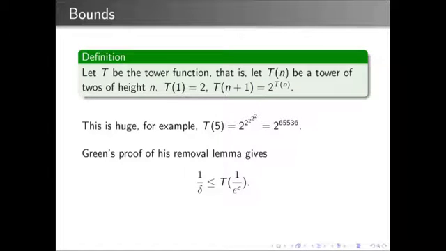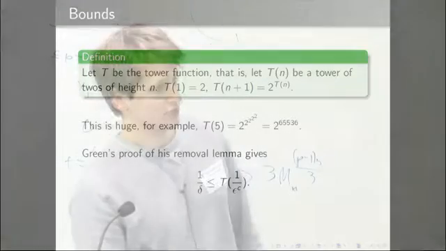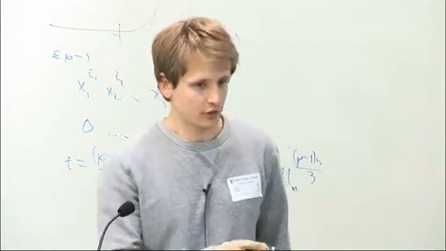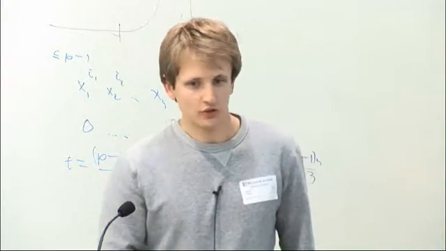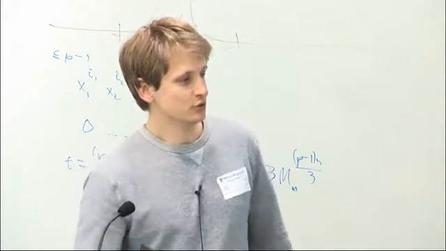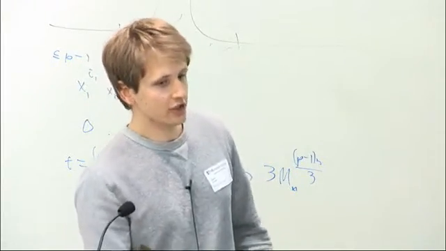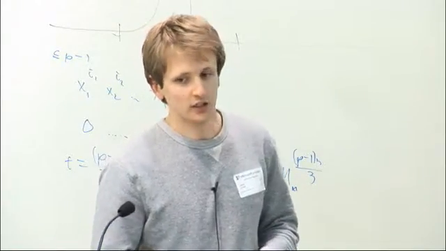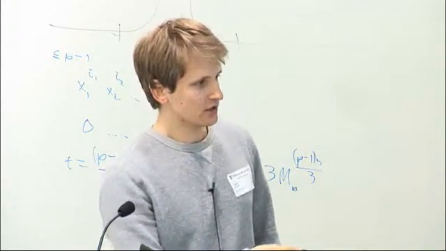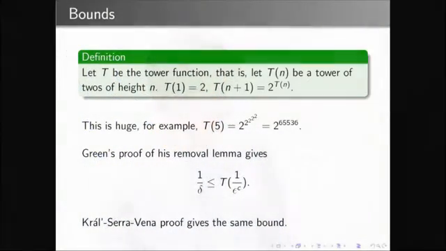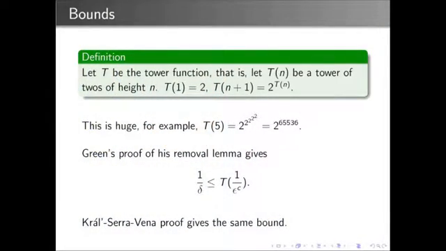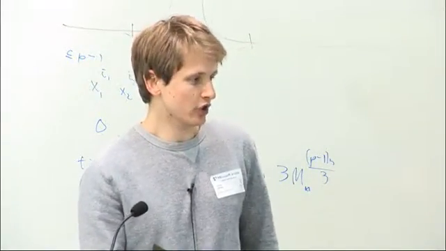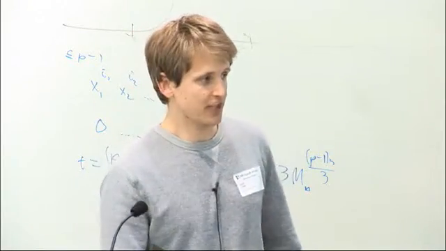Now, Green's proof of his removal lemma gives an upper bound on 1 over delta, which is a tower in a polynomial of 1 over epsilon. This is obviously very huge, which means that delta is actually very, very small. So you would need to take a very, very large n in order to actually see the implications. We have a similar kind of bound for the graph theoretic triangle removal lemma, which means that the Kral, Serra, and Vena proof gives the same kind of bound.